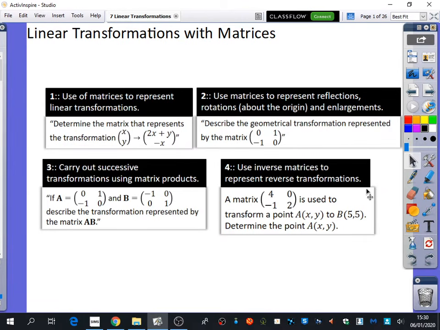And then last of all, we're going to use inverse matrices, which you pretty much know what they're going to do already. An inverse matrix is going to undo whatever transformation you had done. So maybe you get given the result of something and they say the transformation was a rotation, put it back to normal. You use an inverse matrix to put it back to normal, okay?